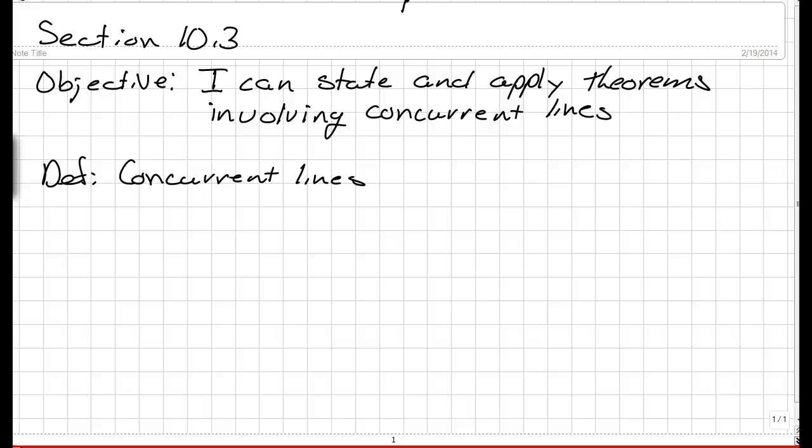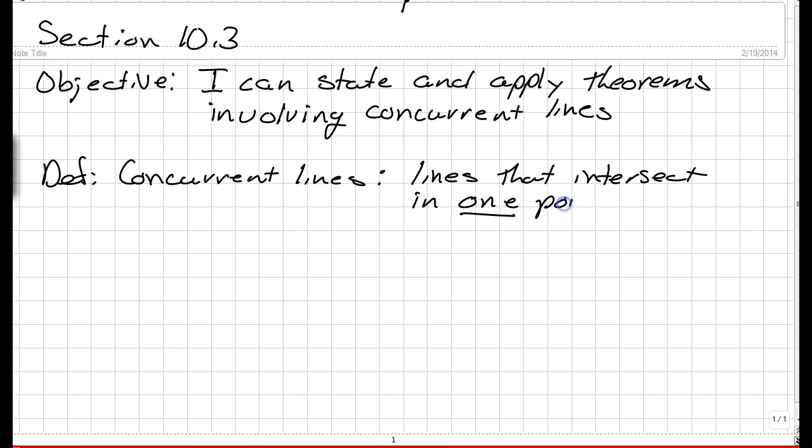Section 10.3. Our objective today is I can state and apply theorems involving concurrent lines. So first of all, let's define what we mean by concurrent lines. Concurrent lines are lines that intersect in one point. Okay, so these would be concurrent lines because they intersect at this one point.